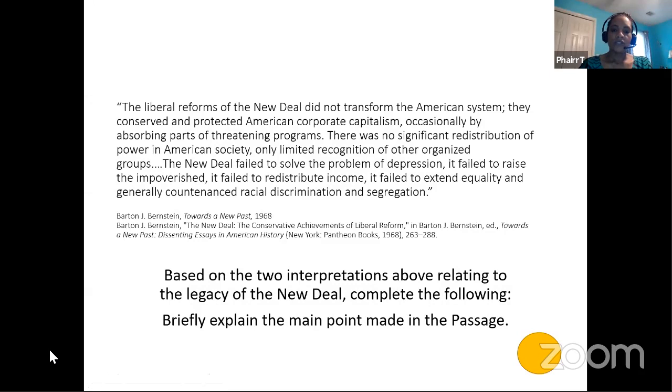It says, based on the two interpretations above relating to the legacy of the New Deal, I want you to think about the main idea of the point that was made in this passage. There are actually two passages, but I'm only going to give you one. So take a few minutes.